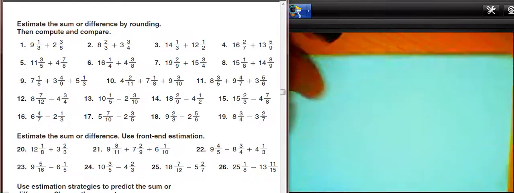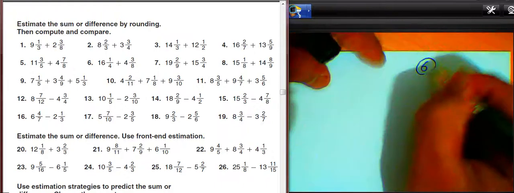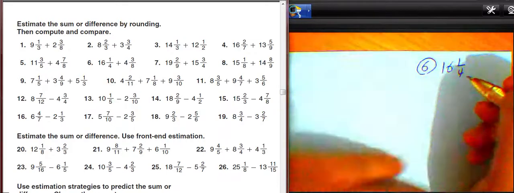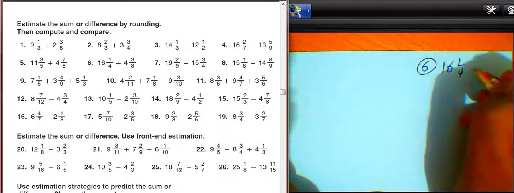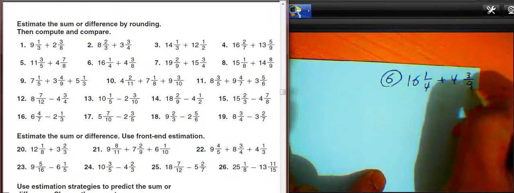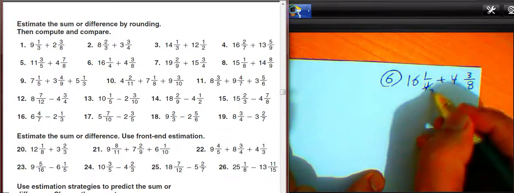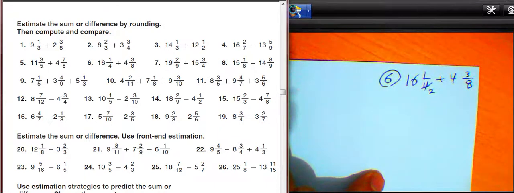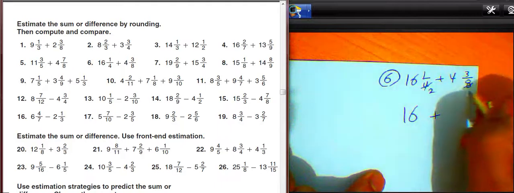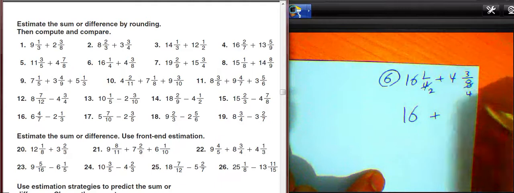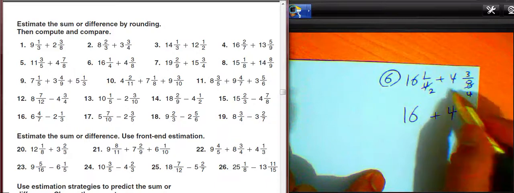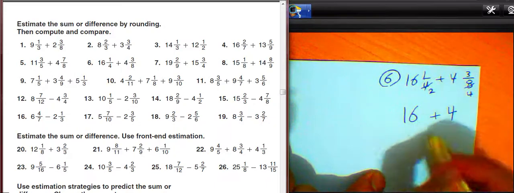Another example. Question number 6. 16 and a fourth plus 4 and 3 over 8. We know half of 4 is 2. 1 is less than 2. So 16 and a fourth is nearest to 16. Half of 8 equals 4. 3 is less than 4. So 4 and 3 over 8 is nearest to 4. 16 plus 4 equals 20.